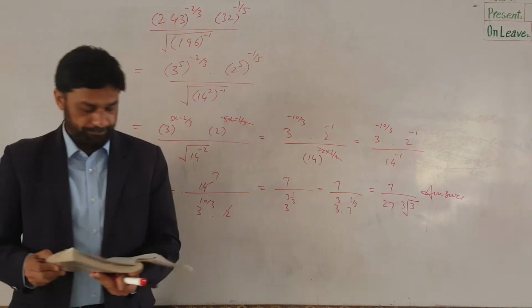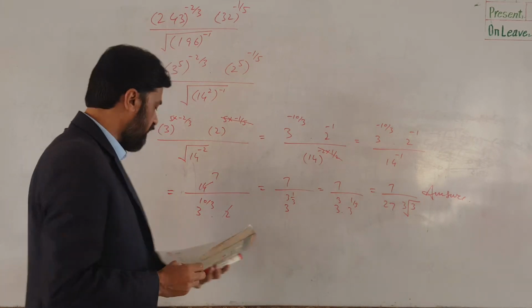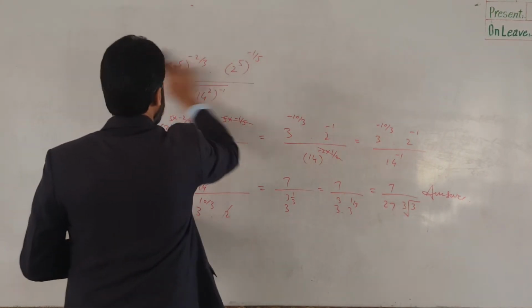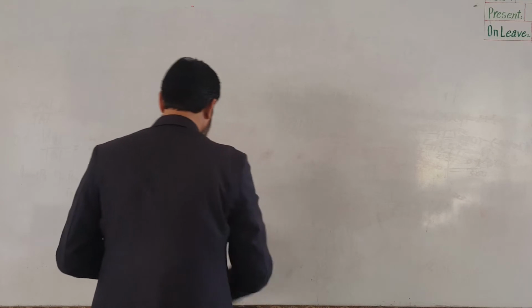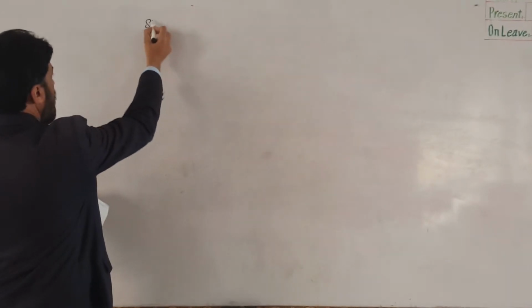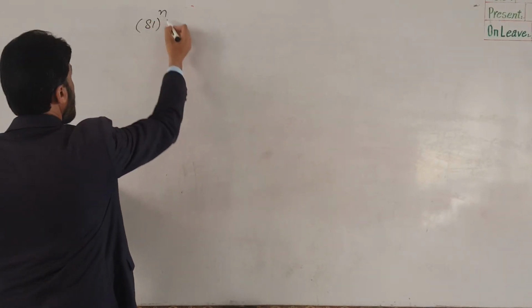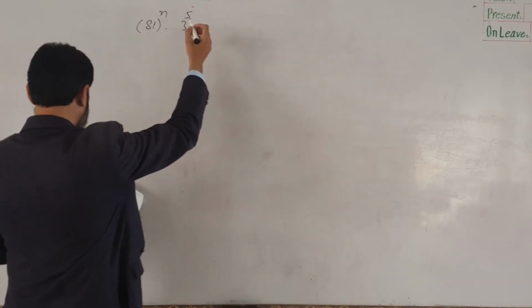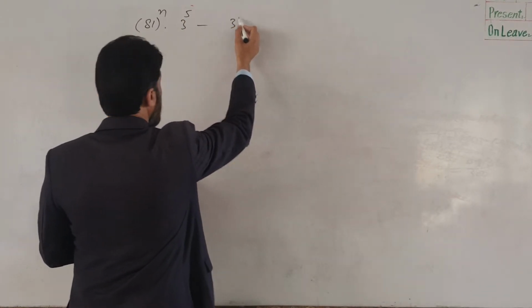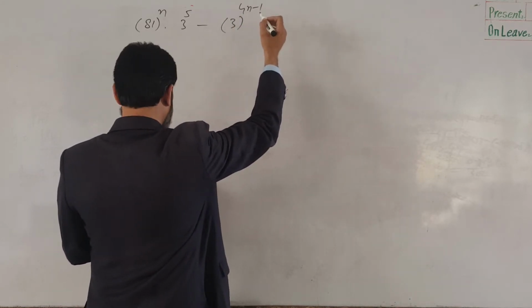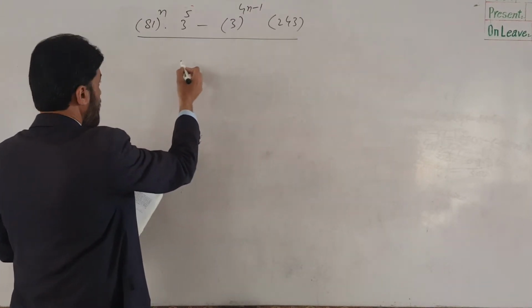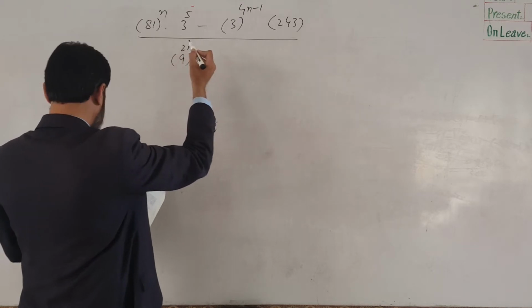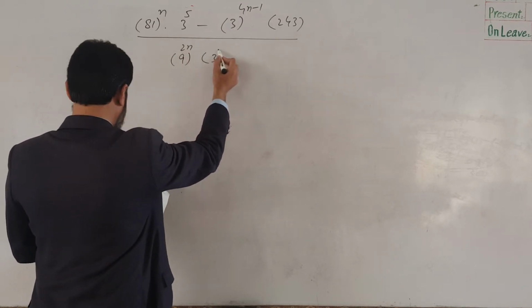Now question number 1 part 4. 81 raised to power n times 3 raised to power 5 minus 3 raised to power 4n minus 1 into 243 over 9 raised to power 2n times 3 cube.